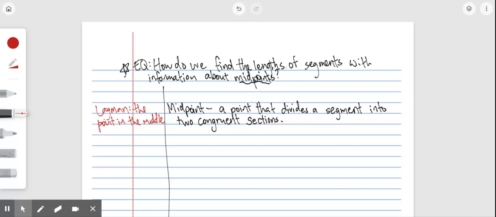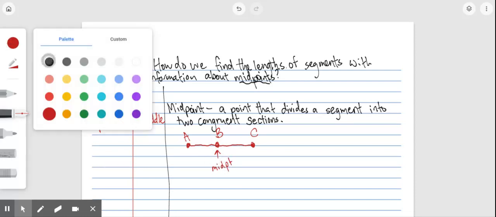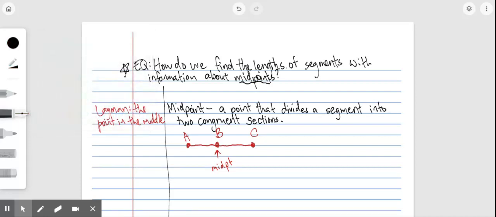So here is a drawing of a midpoint. I've got a line. Here are the endpoints. We'll call them A and C. And the midpoint B. I'm going to label that as a midpoint. Now the important thing is that the midpoint splits the segment into two equal parts.